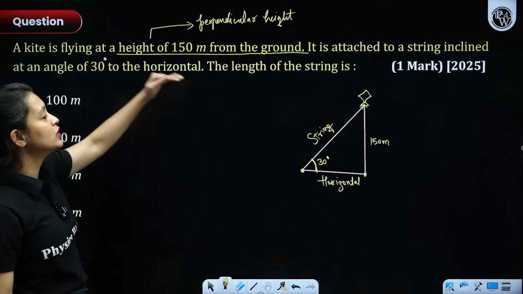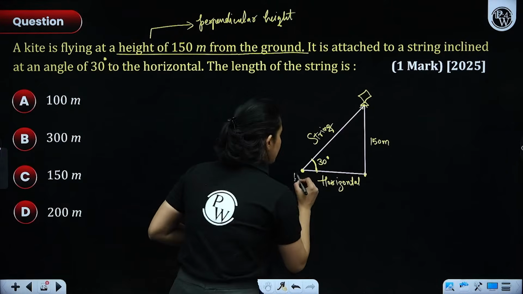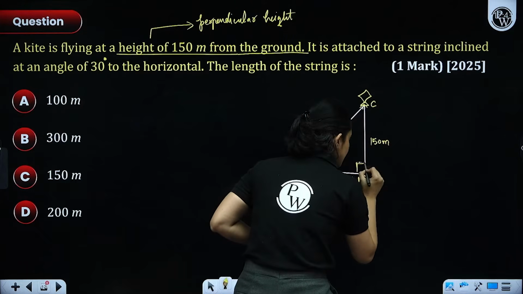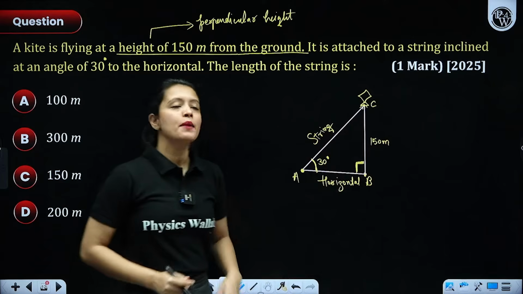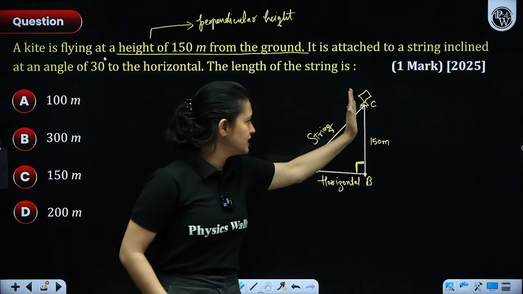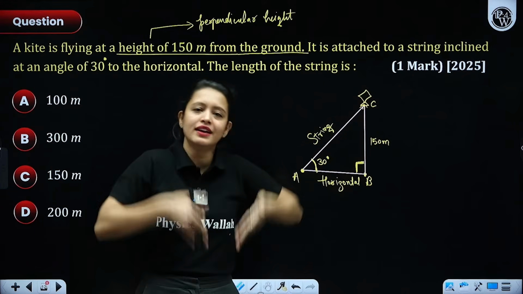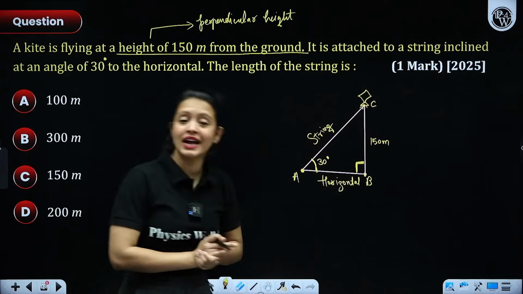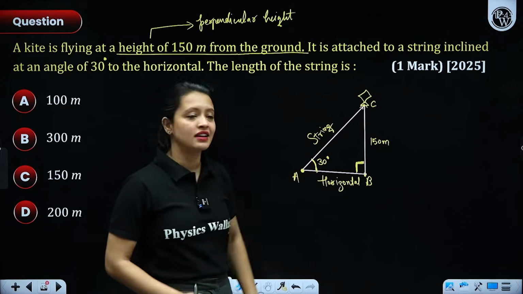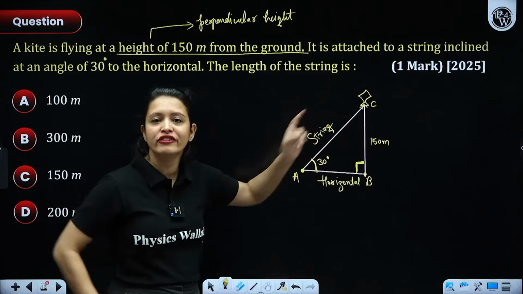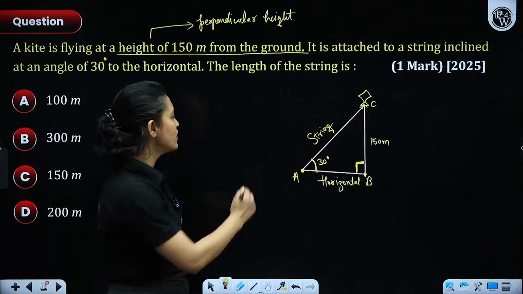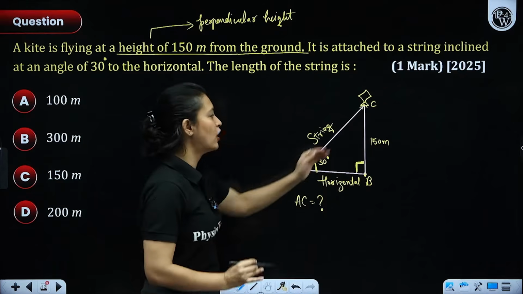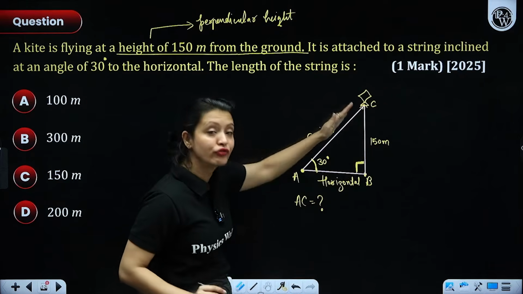Now you have to figure out the length of the string. So let me name this triangle as ABC. Now first of all, guys, this is a right angle triangle. Is it or is it not? Why? Because as I told you, whenever the height of something is given, then that height is basically perpendicular height. So this here is a right angle triangle. Now in this right angle triangle, I know an angle, I know one side, guys. Can I not figure out the other side? So we have to figure out AC. BC is given. I have to figure out AC.